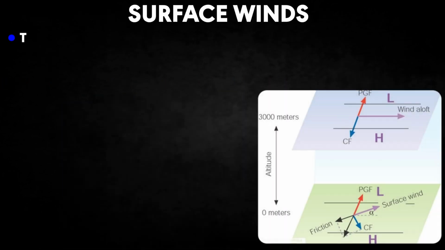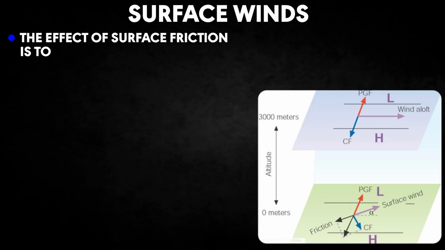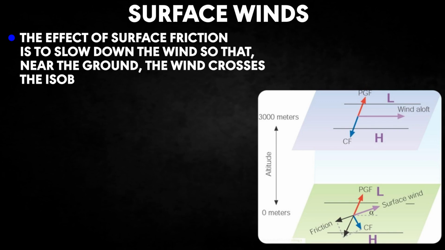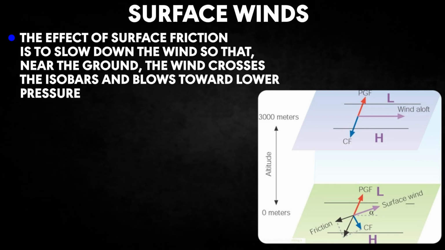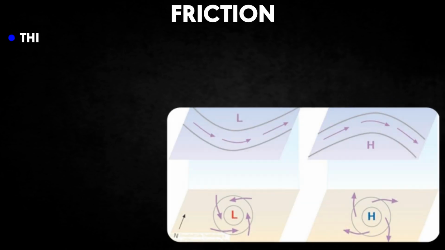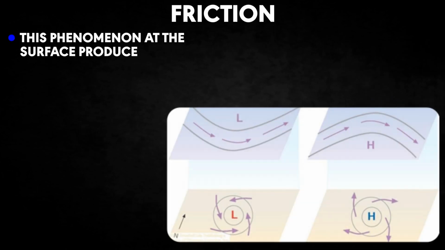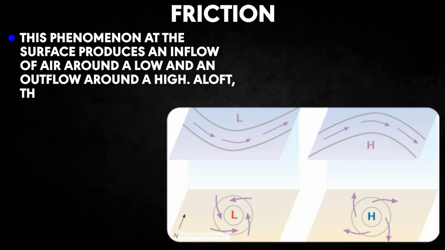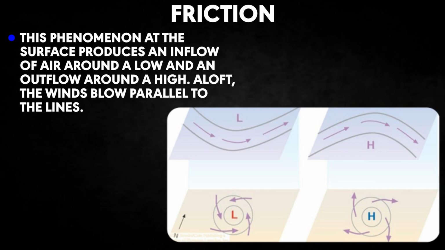Surface winds. The effect of surface friction is to slow down the wind so that, near the ground, the wind crosses the isobars and blows toward lower pressure. Note: surface winds do not blow exactly parallel to the isobars. Friction at the surface produces an inflow of air around a low and an outflow around a high. Aloft, the winds blow parallel to the lines.